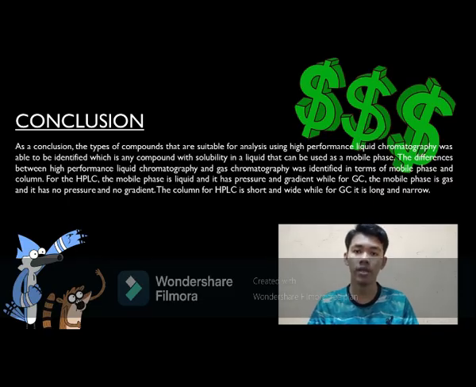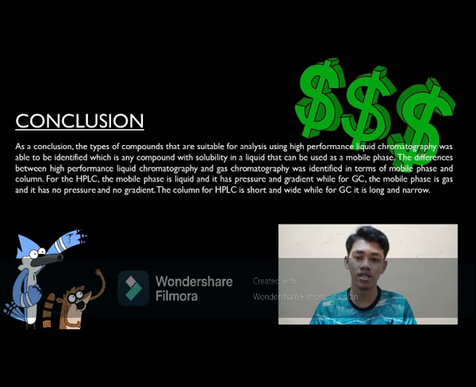As a conclusion, the types of compounds that are suitable for analysis using high performance liquid chromatography, or HPLC, were identified, which is any compound with solubility in a liquid that can be used as a mobile phase. The differences between high performance liquid chromatography and gas chromatography were identified in terms of mobile phase and column.